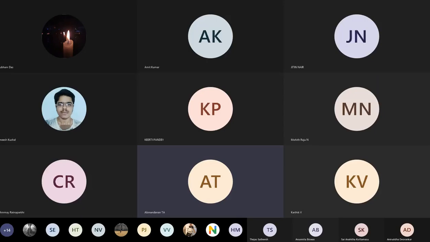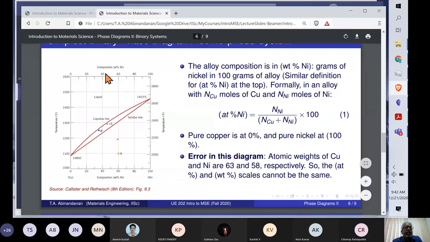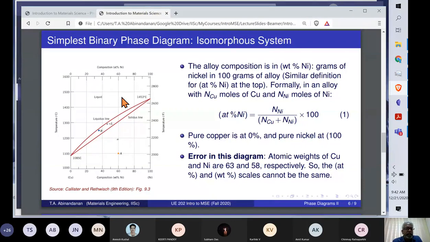For this system, which is also referred to as an isomorphous system, is the copper-nickel system. Again, the composition axis is in terms of weight fraction, and we also noted this error in this diagram. The top axis here is in mole fraction or atomic fraction, atomic percent nickel, and these two cannot be the same because the atomic weights are different, but we will ignore that. Callister is known to contain mistakes, and this must be one of them. All right, so let's just get on with this.